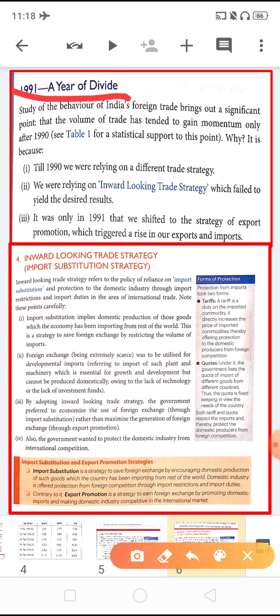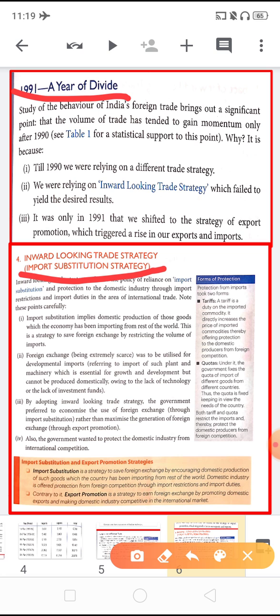And the second is we were relying on an inward looking trade strategy which failed to yield the desired results. So basically we were doing import substitution because we were importing more than what we were exporting. So it shows that we were basically dependent on other foreign countries to fulfill the consumption needs of people. So it was only in 1991 that we shifted to the strategy of export promotion, which triggered a rise in exports and imports. So for doing this, we had introduced an inward looking trade strategy, which is basically an import substitution strategy.